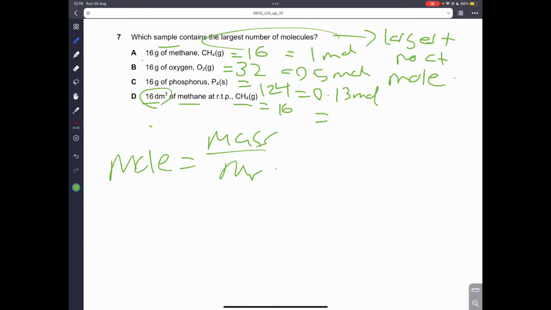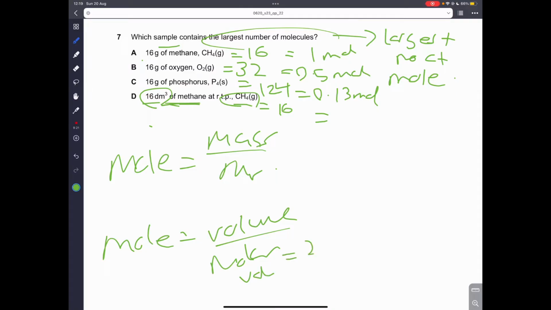Remember, however, look at D. For D, we have to use another formula because it's giving us the volume. So mole is basically volume divided by the molar volume, which is 24 dm cubed per mole at room temperature, at RTP.